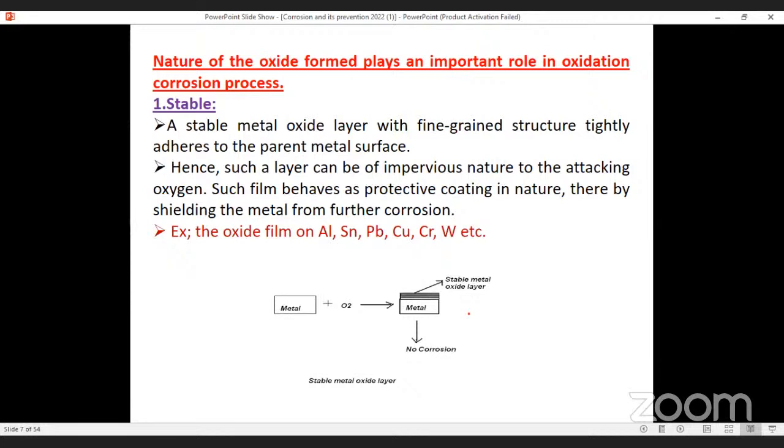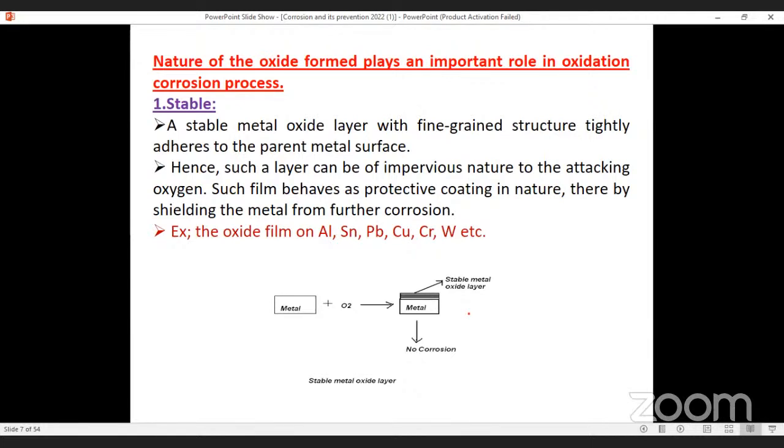So here, just see the picture. The metal, by absorbing oxygen, forms a stable metal oxide on top, and the bottom is the metal that is not involved in the corrosion process, right? Because a stable metal oxide is on top, there are no further reactions, no attack of oxygen on the surface area of the remaining metal. So that's why the metal is protected. Only the top layer will be involved in corrosion. The remaining metal will be protected when a stable metal oxide formation occurs, right?